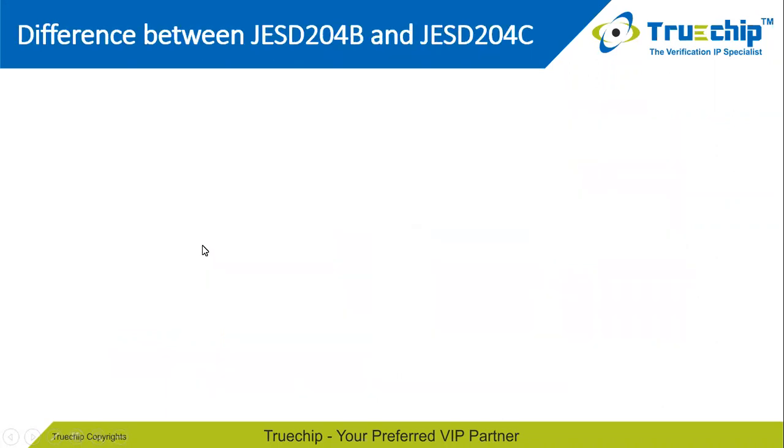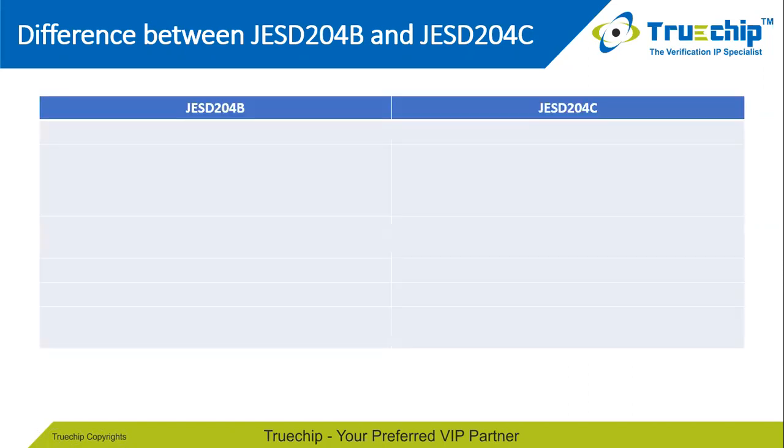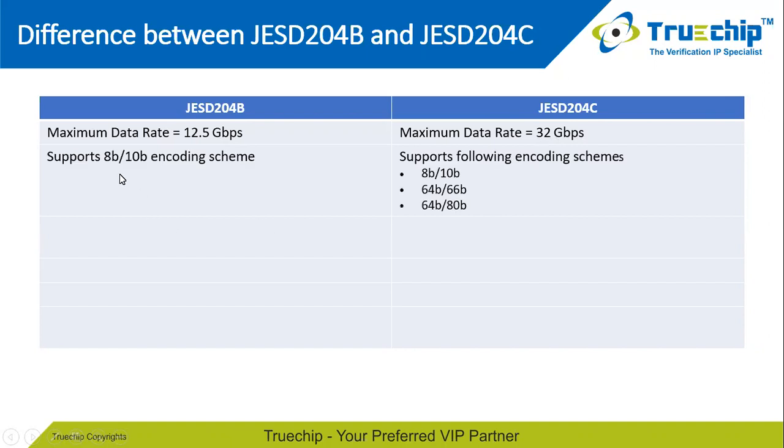So now moving on to the next slide, we will discuss the differences between JESD204C and the previous version, which is JESD204B. The maximum data rate supported by 204B is 12.5 Gbps, whereas 204C supports a higher data rate of 32 Gbps. 204B supports only 8B/10B encoding, whereas 204C supports two more types of encoding along with 8B/10B, which are 64B/66B and 64B/80B encoding, about which we will discuss later on in detail.